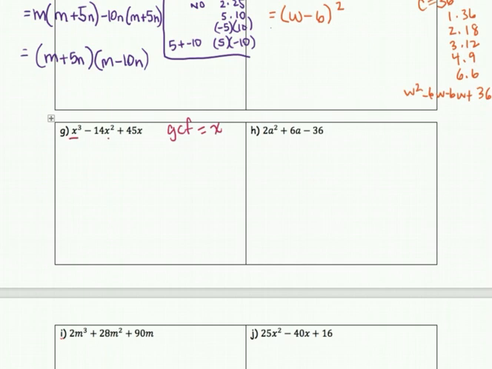So if some of these questions look a bit strange, it might just be that step where you take the greatest common factor out, and then you're going to find that it looks just like the other questions that you're comfortable with. So we took the X out, so now it's just x squared minus 14x plus 45. And this part here looks like what we've been factoring.